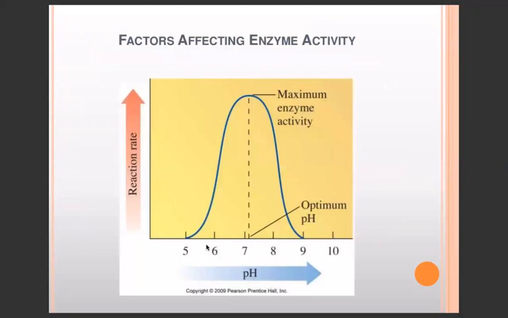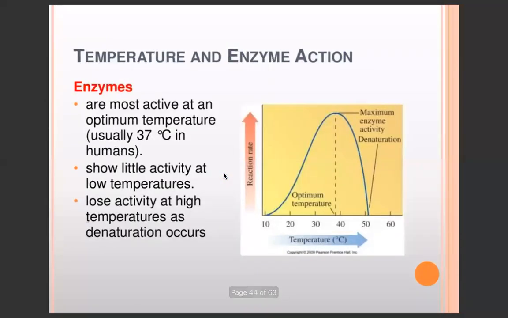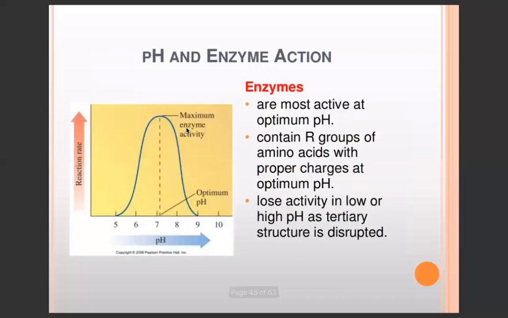This slide we have already discussed: the optimum temperature at which the enzyme works best is 5 to 9 or 5 to 10. Beyond this level, the enzyme activity is disturbed. Enzymes are most active at optimum temperature, usually 37 degrees C. Now, enzymes are also most active at optimum pH.